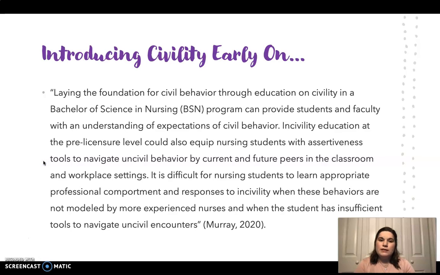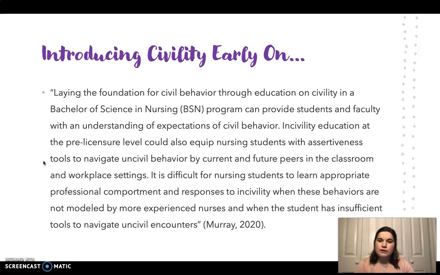One of the main things that research has shown is that introducing civility early on to students has increased the amount of civility in the workspace. So if students are taught in school how to handle civility and incivility in situations where incivility is commonly seen, they're more likely to know how to deal with the situations on scene or in the workplace to decrease the amount of incivility behaviors that are seen.